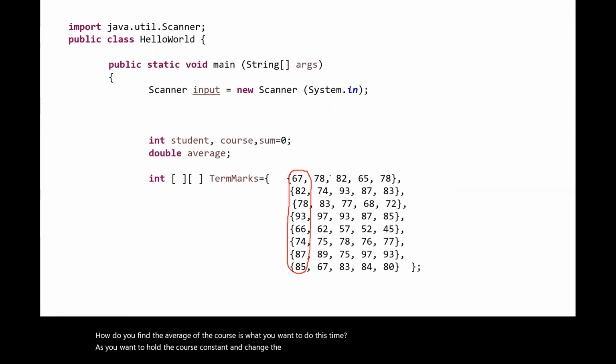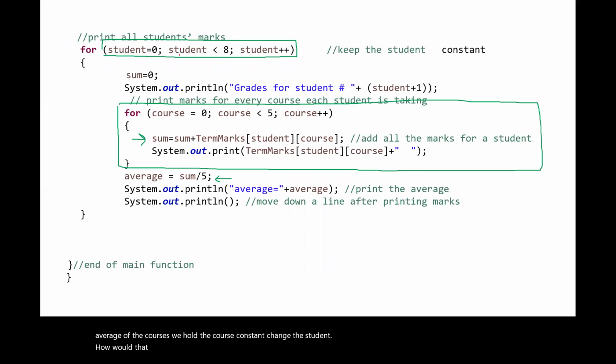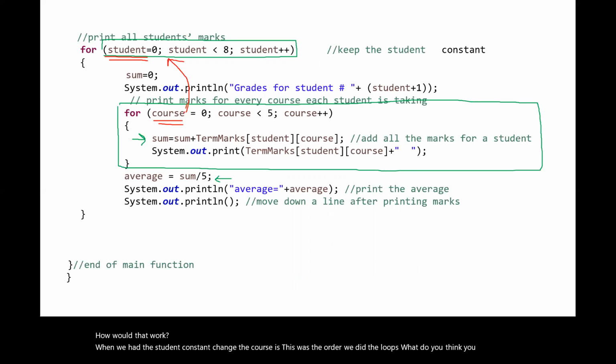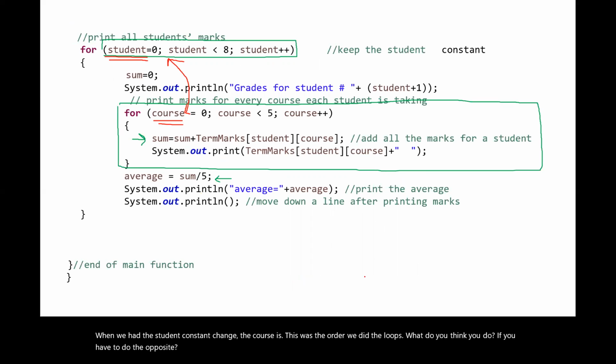So I gifted you with the average of the students. You're going to figure out what you need to change to find the average of the courses. So again, when we found the average of the students, we held the student constant, changed the courses. When we found the average of the courses, we hold the course constant, change the student. How would that work? When we had the student constant and changed the courses, this was the order we did the loops. What do you think you do if you have to do the opposite? That's close to the whole program.